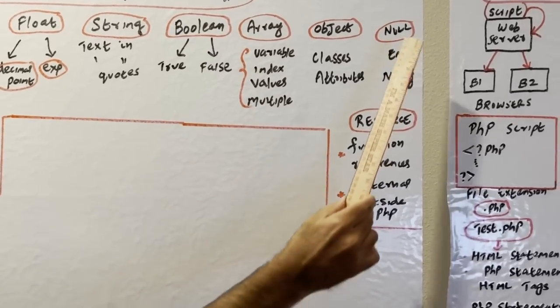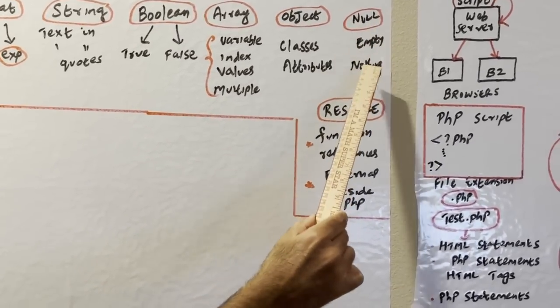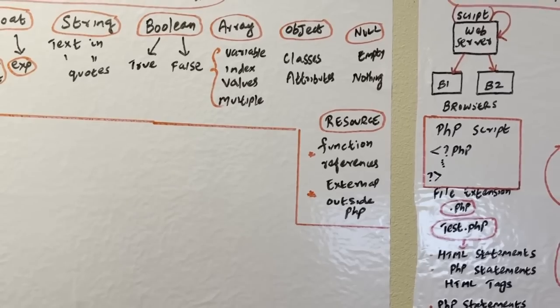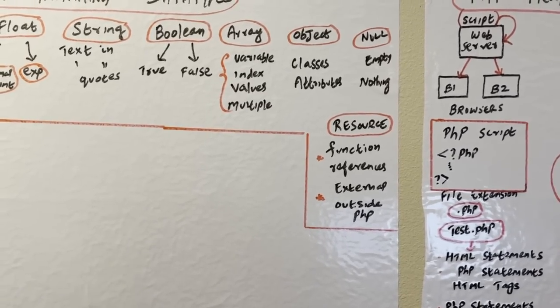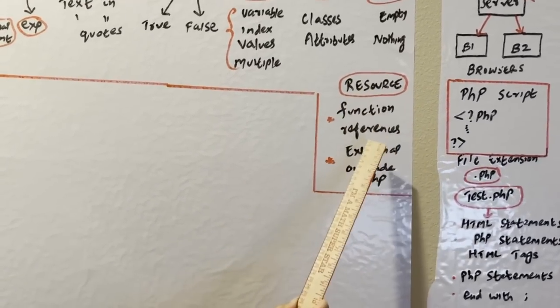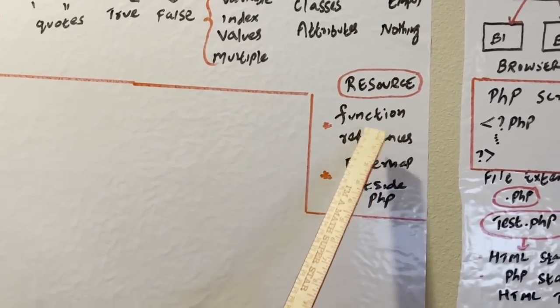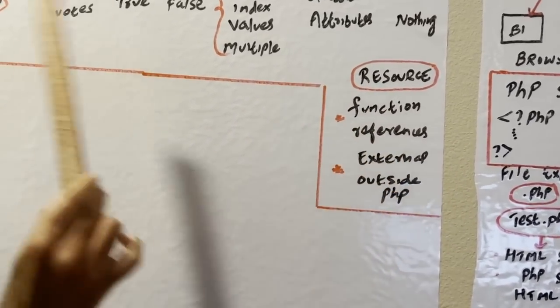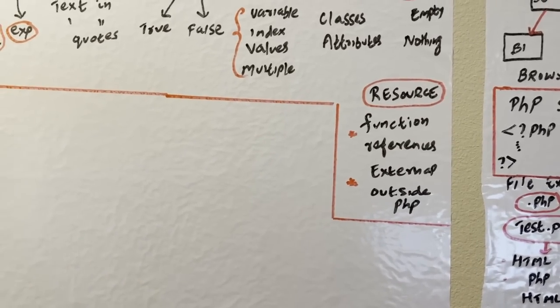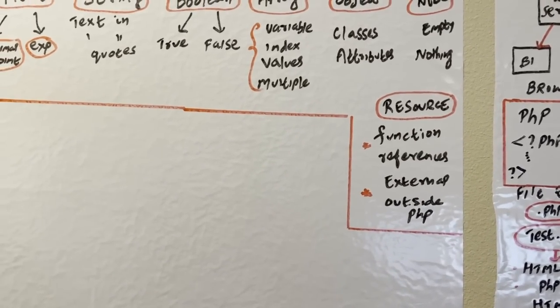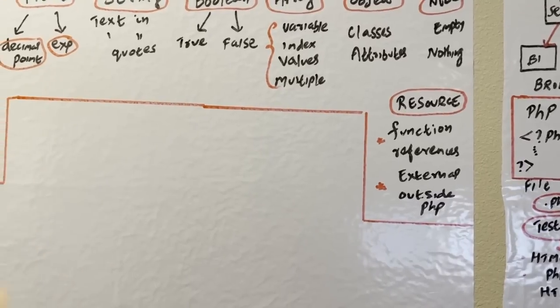Watch them. Null. Null means empty, no value. You will use it in programming a lot in all languages. Resource. When it references something outside PHP, function references. This is a basic intro about data types. I'm going to give more examples about each of these in a program in the next chapter.